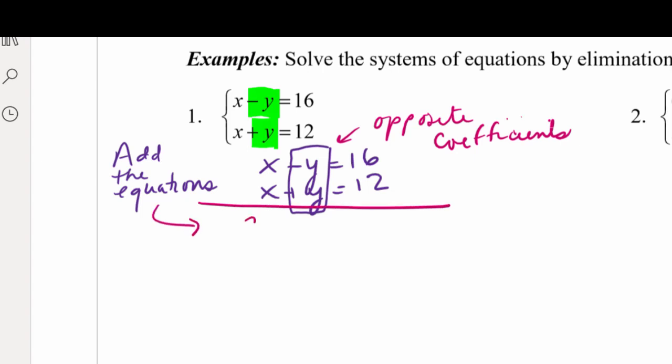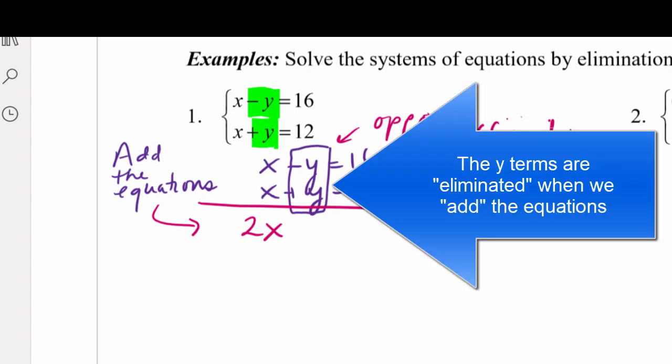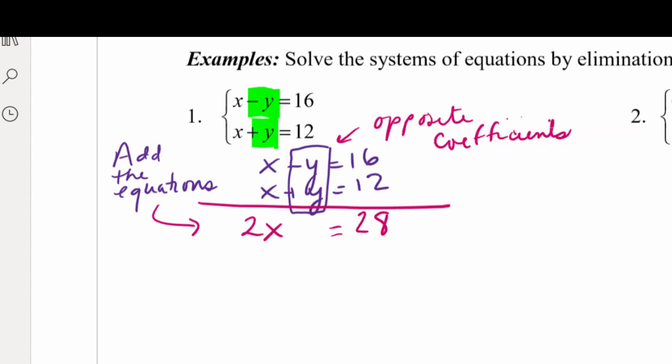We get 2x. And see, because these two coefficients are opposites, when we add those two y terms together, they're going to give us 0y. The y's go away. So we have 2x equals 28. And now we get to divide by 2. And so now all of a sudden we have our x-coordinate right off the bat.